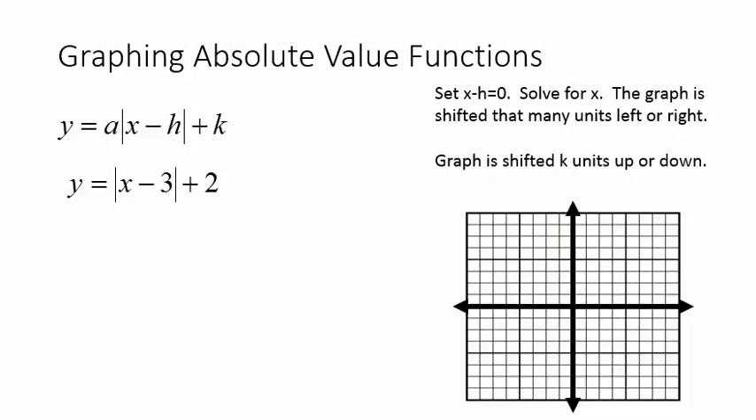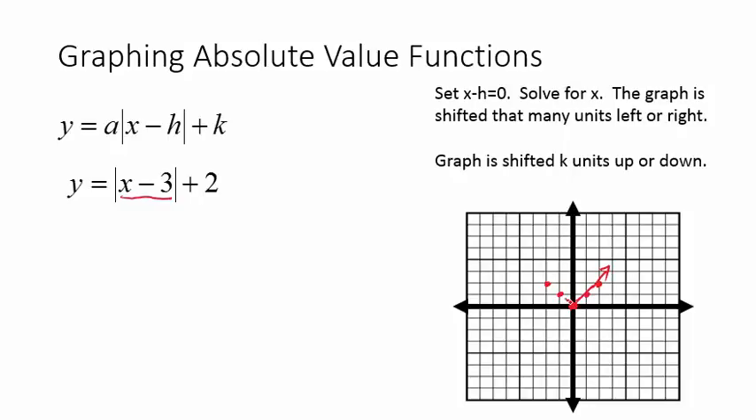Let's try an example here. We've got y is equal to the absolute value of x minus 3, plus 2. And this is actually the example that I just tried out, so I'm going to go through this a little slower now. The first step is to define the vertex here. We know that the parent graph looks like this. It's going to be this V shape.